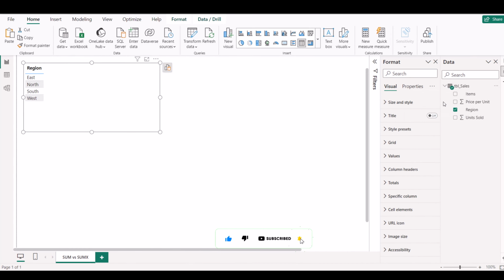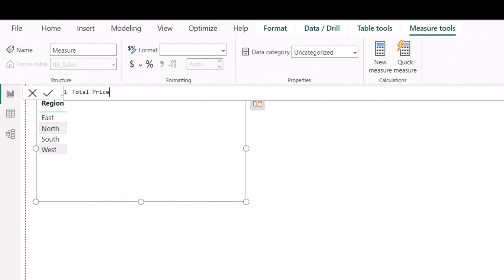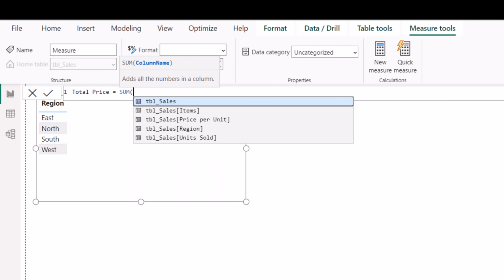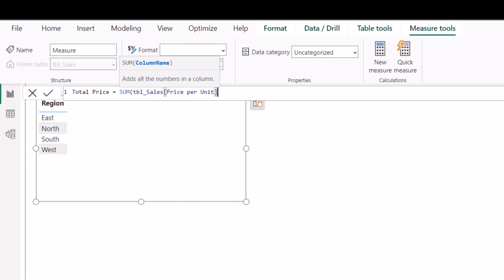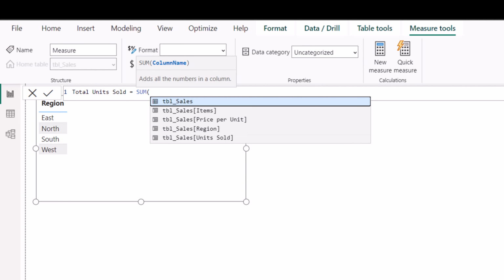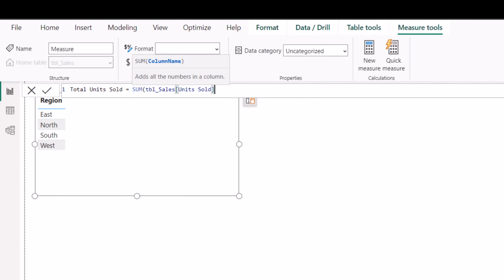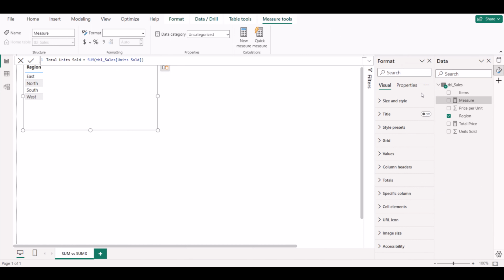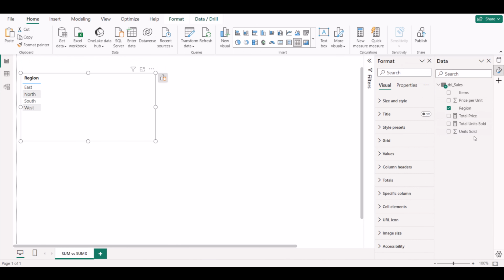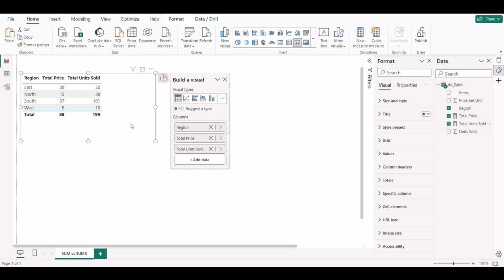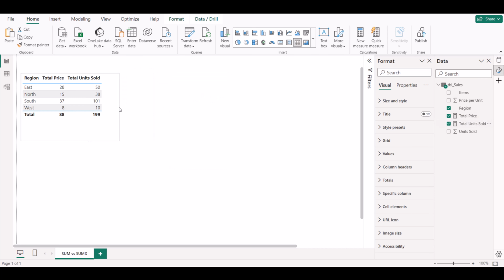I'm going to add a measure, total price equals SUM of the price per unit column, hit enter. Another measure, total units sold equals SUM of units sold, close bracket, hit enter. I am going to add these two measures into the table, total price and total units sold. It gives the same result as before.